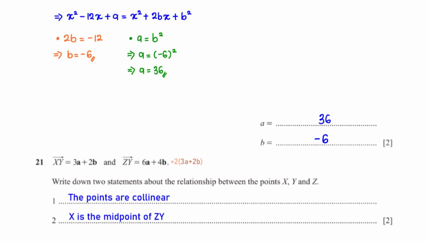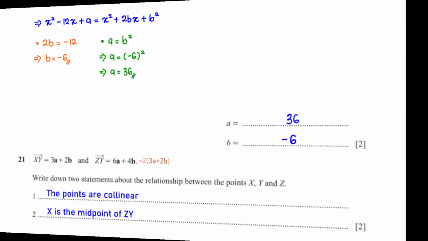xy equals 3a plus 2b and zy equals 6a plus 4b. Write down two statements about the relationship between the points x, y, and z. We see that zy, which is 6a plus 4b, is 2 times xy. This means the points x, y, and z are collinear. This also means x is the midpoint of zy.